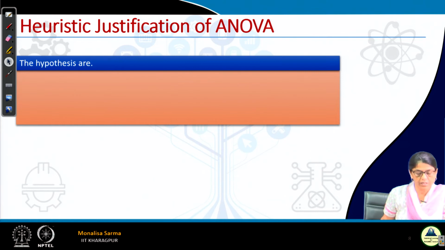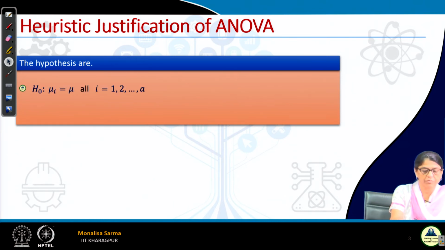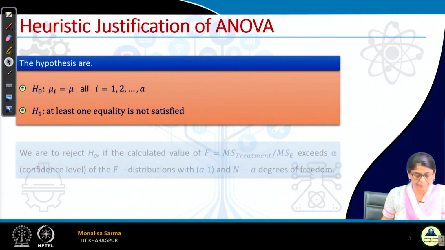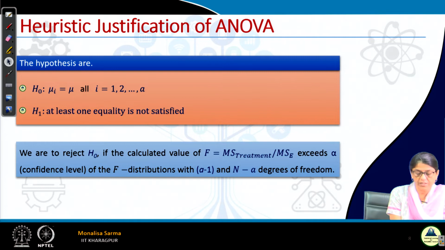So, what are the hypotheses here? Null hypothesis is mu i is equal to mu j for all i, j from 1 to a. How many a here? a is just 3. Then alternate hypothesis is at least one equality is not satisfied. So, we have to reject H0 if the calculated value of F exceeds the alpha level critical value of the F distribution with a minus 1 and n minus a degrees of freedom, isn't it? MS treatment degree of freedom is a minus 1, MSE degree of freedom is n minus a.